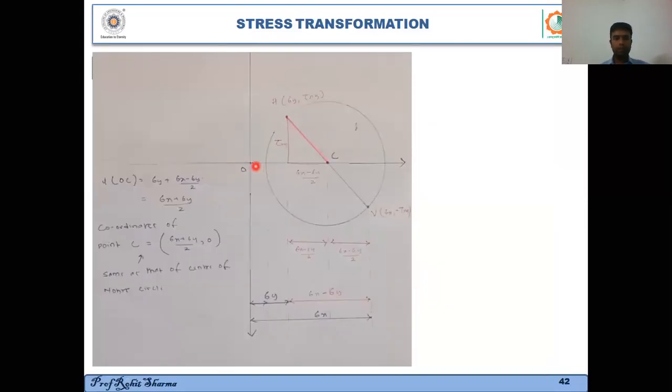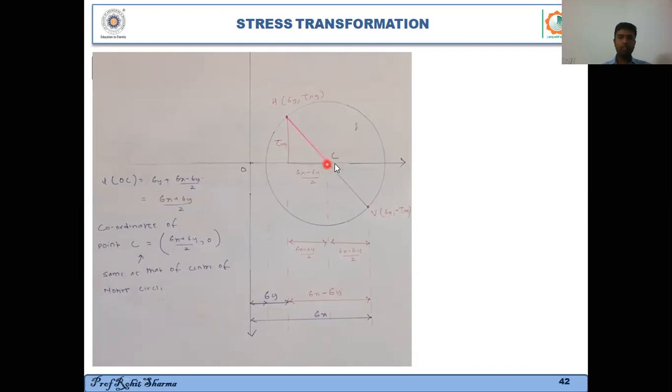Suppose that you consider length OC, you have to find out length OC. How can you find out length OC? You'll have to add this distance from here to here plus this distance from here to here. You know this distance is nothing but sigma y, and this distance is nothing but sigma x minus sigma y over 2. So length OC can be found out as sigma y plus sigma x minus sigma y over 2. And when you solve this, you'll find that length OC is equal to sigma x plus sigma y over 2, right? So this length OC is nothing but sigma x plus sigma y over 2.